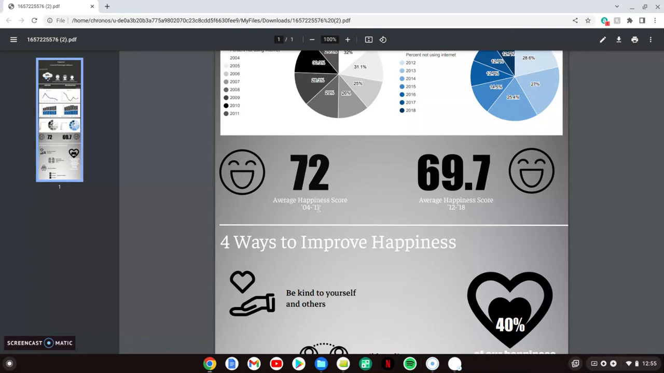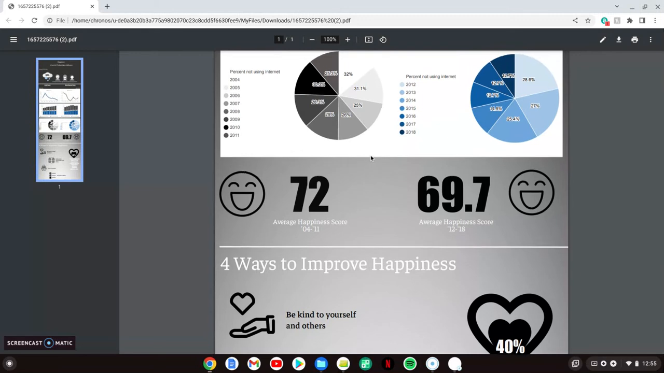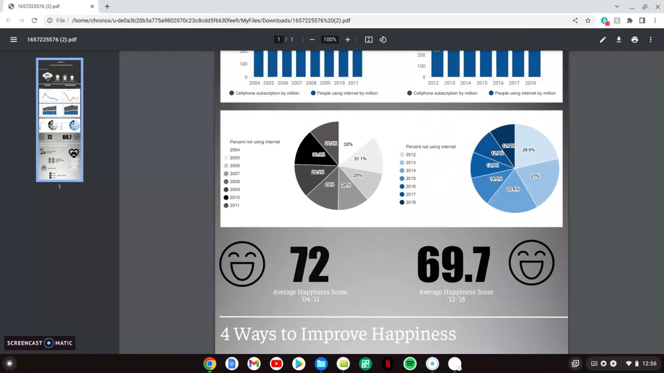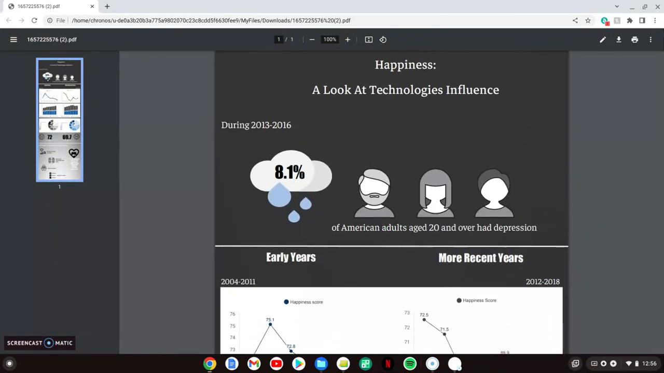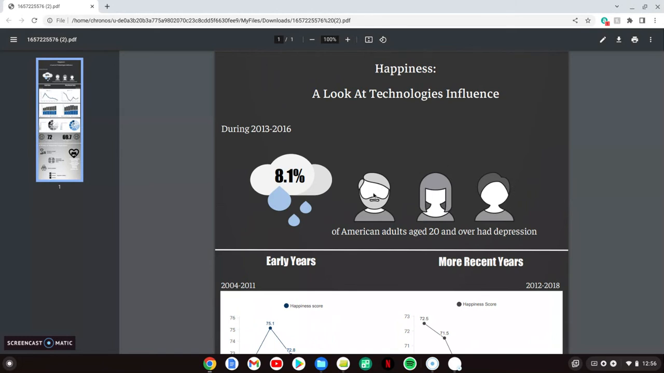And as well as here with the happiness score, I wanted these to add a little bit of lightheartedness and give the reader, again, something to focus on and something to look at. As well as up here, I'm telling some pretty sad information: 8.1% of American adults have depression. And so I wanted these to add a little bit of lightheartedness, but also add importance. So these are focal points as well, which gets to my next point, focal points.